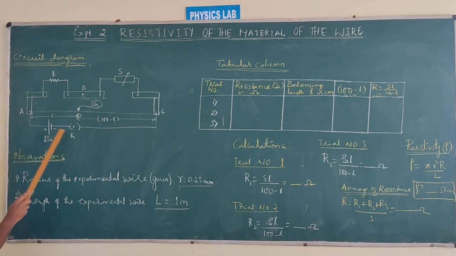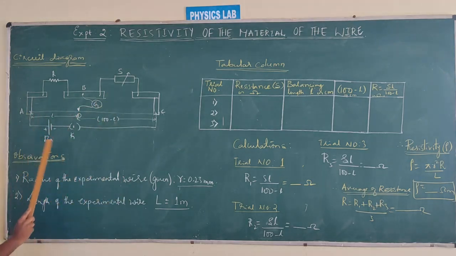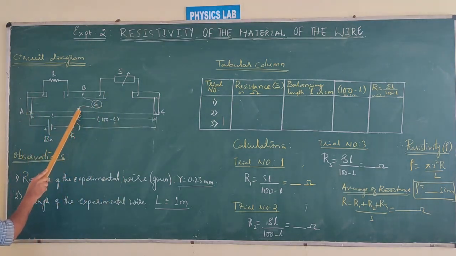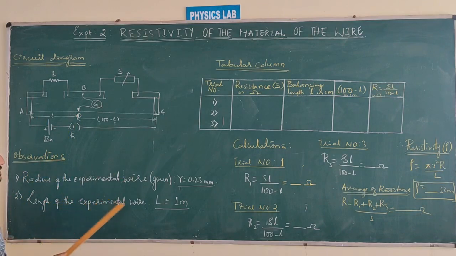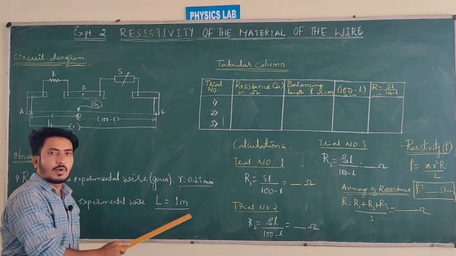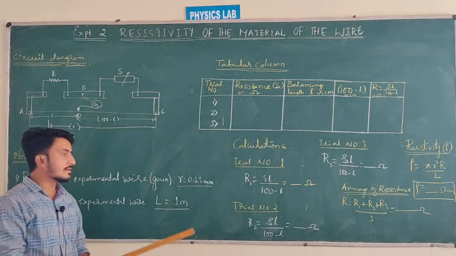This is a battery, this is a plug key, this is one wire. Now I will show you on the setup. This is the jockey. This pointer indicates what? A jockey. The observations are the radius of the experimental wire, and the radius of the experimental wire will be provided to you. Radius will be 0.23 millimeter, length of the given wire is 1 meter.